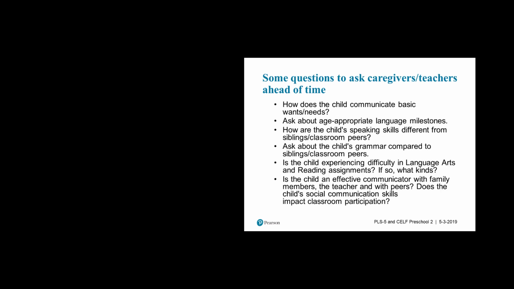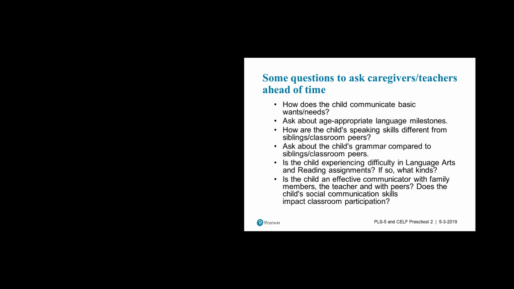These are some of the questions to ask parents and teachers ahead of time. You want to know how the child communicates their basic wants and needs to get an idea of the child's levels of verbalizations. Are they nonverbal? Are they using one-word utterances or complete sentences? You want to know how the child's speaking skills are different from their siblings or peers, again, to get a sense of the level of delay as well as the main concerns.